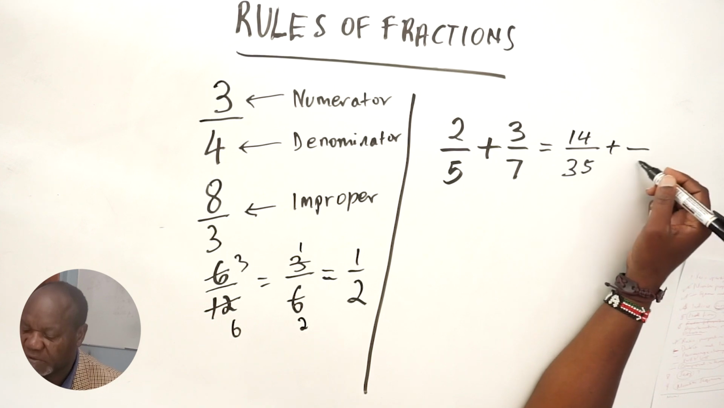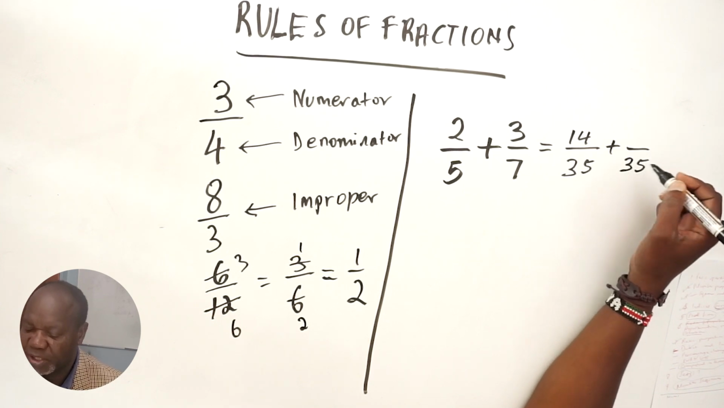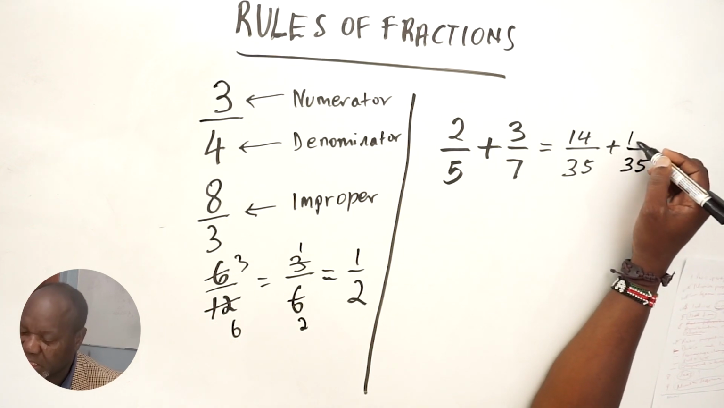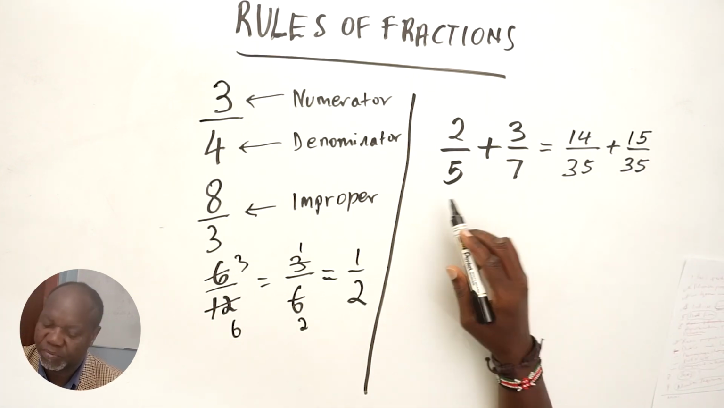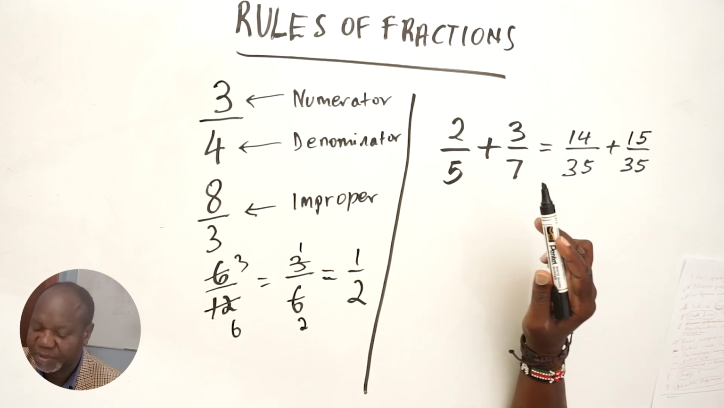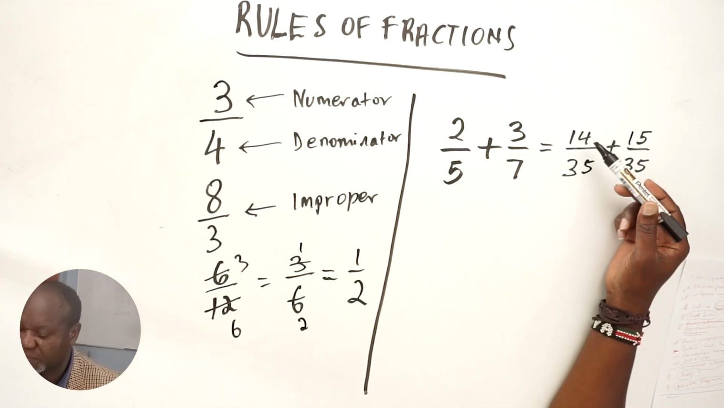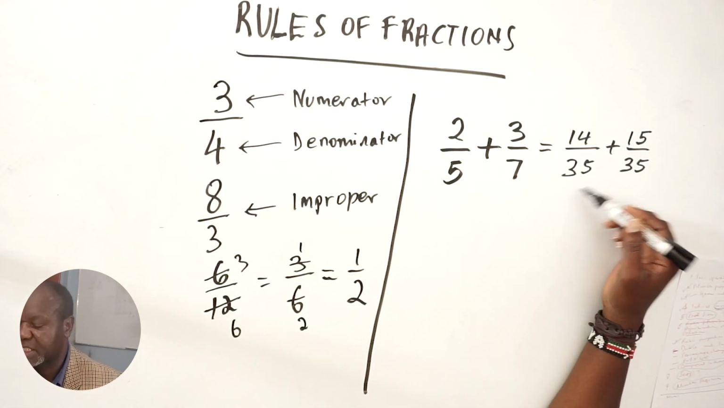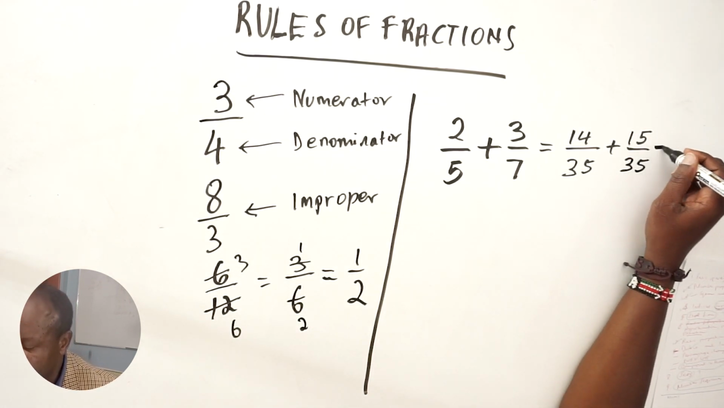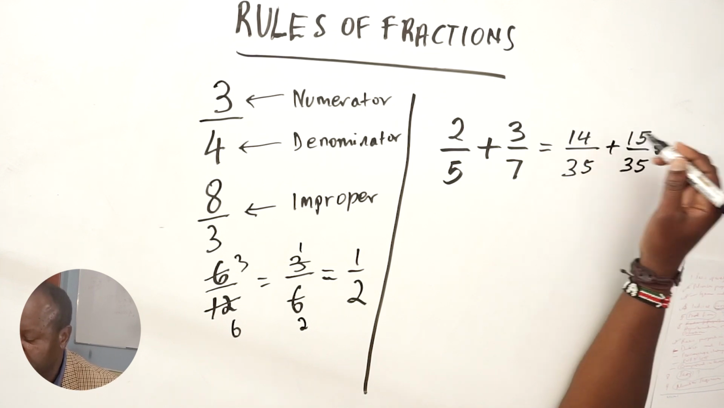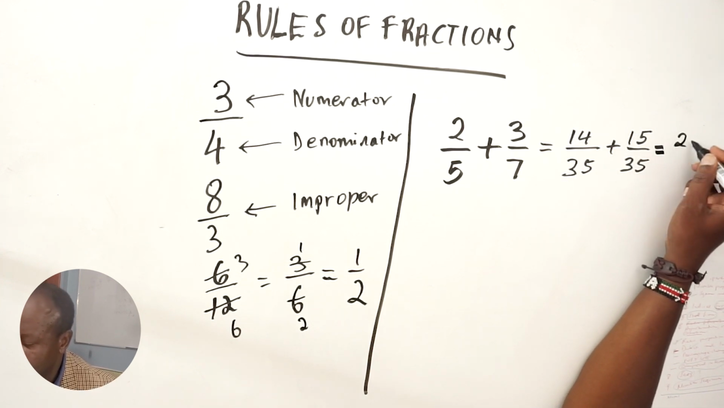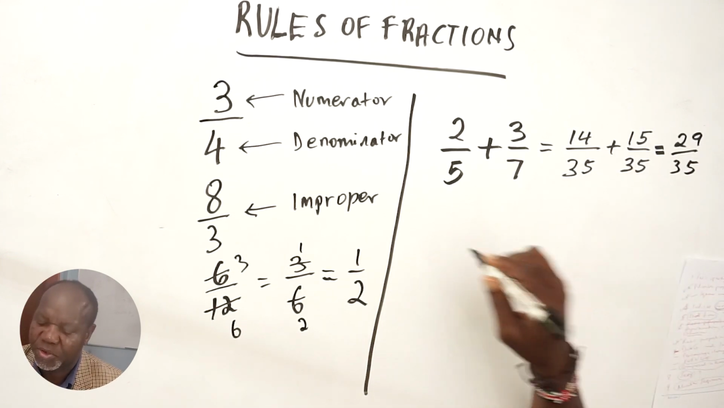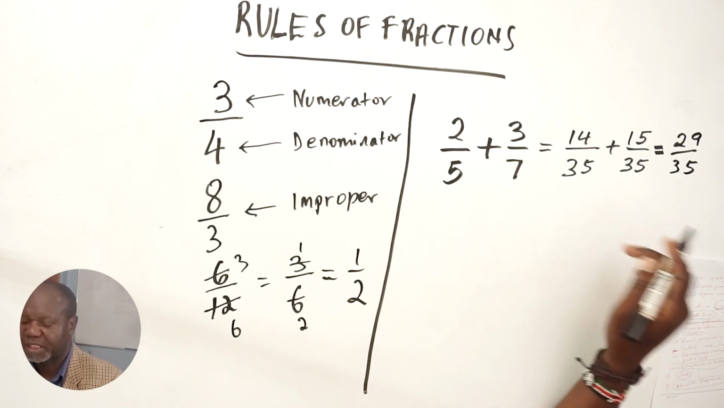Now, if you also make 7 to be 35, it means you have multiplied 7 by 5. Multiply the top number by 5, and the numerator will become 15. So what we have done is 2/5 and 3/7 have been written as 14/35 and 15/35. Now notice the denominators are the same. They are the same type of fractions. You are now allowed to add the numerators. 14 plus 15 gives you 29/35.